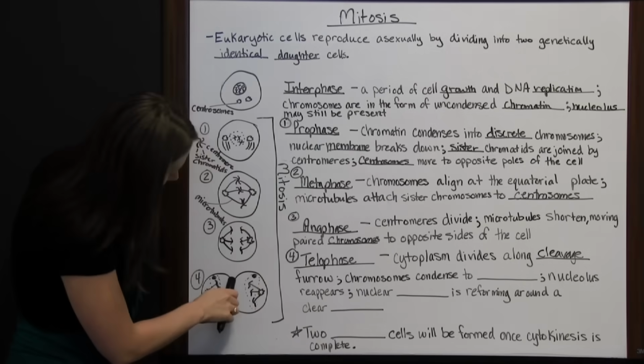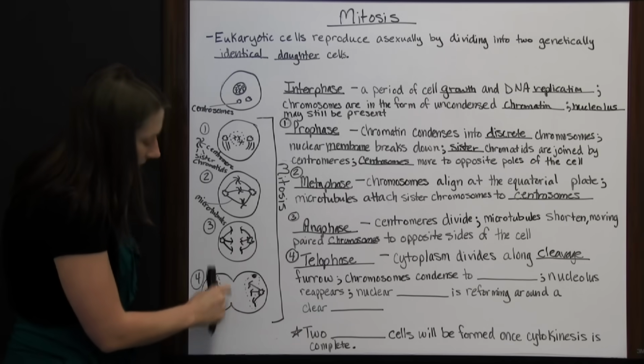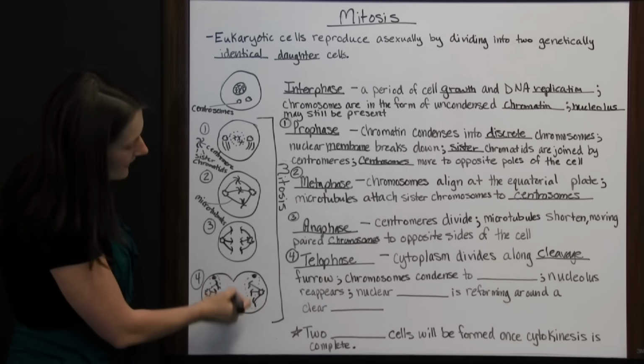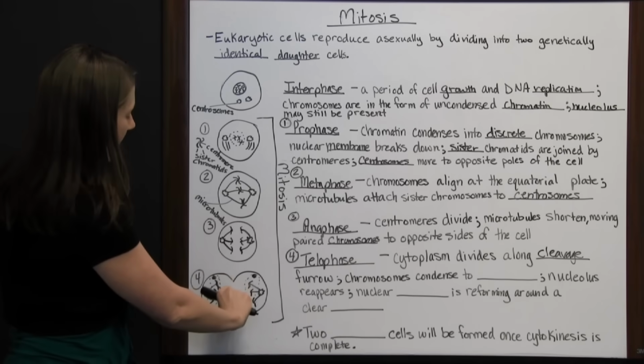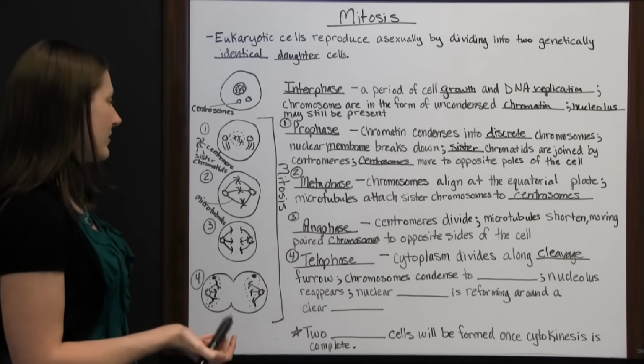And so you can see how it starts to kind of dip in. It cleaves in half, and so there's that cleavage furrow, and that's going to show you where your cytoplasm is going to eventually split completely off and form two new cells.